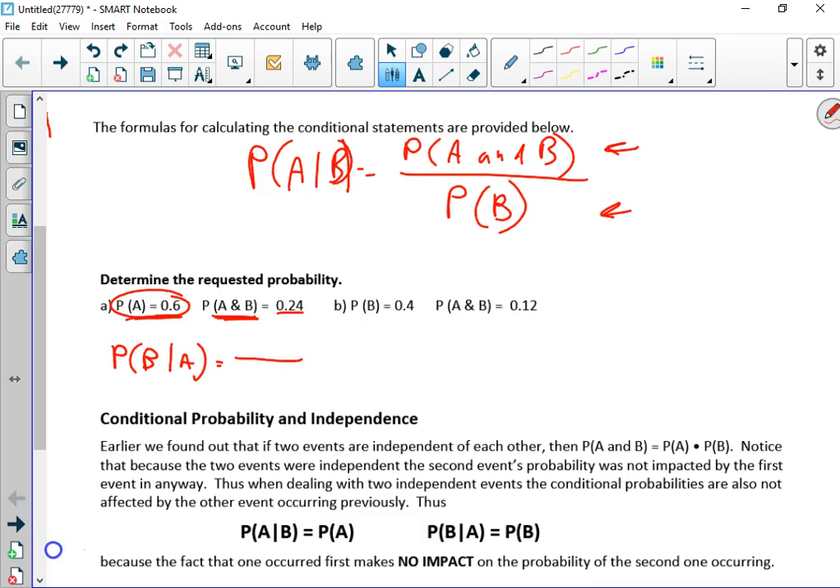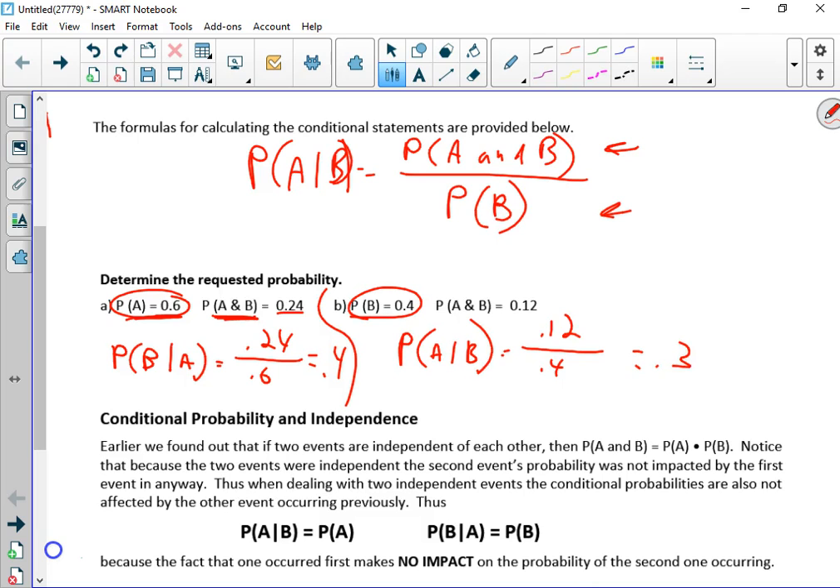So again, on top, the probability of A and B. And on the bottom, the probability given to us, A, equals 0.4. Over here, we're given B this time, which means this could be our second letter. So it's probability of A given B. 0.12 on the top, divided by 0.4 is 0.3.